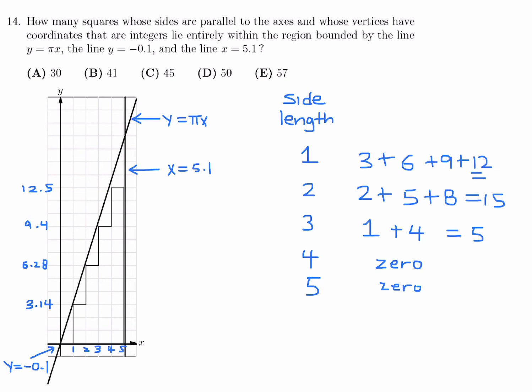So this would be, let's see here, 12 plus 12, 24, 30. So the total is 30 plus 15 plus 5, which is 50. I got a little ahead of myself there. So number 14, the answer is D. It's a pretty cool question.